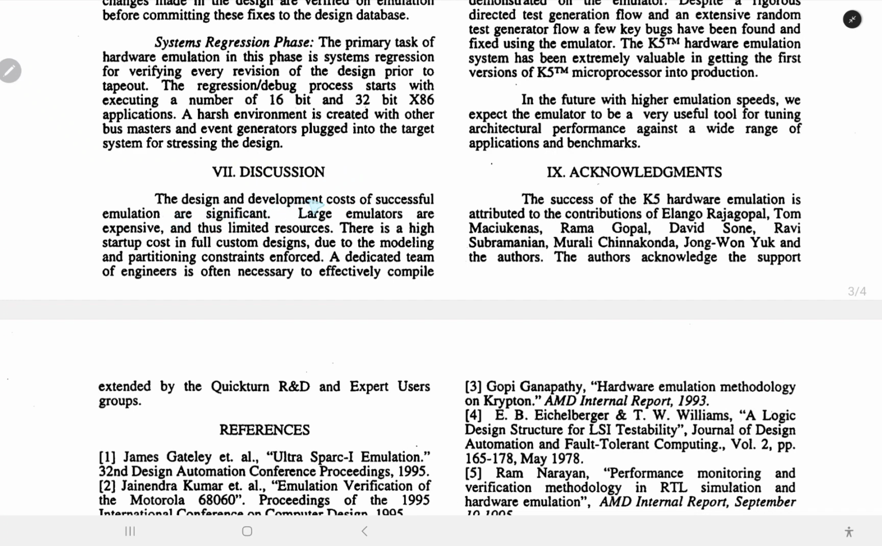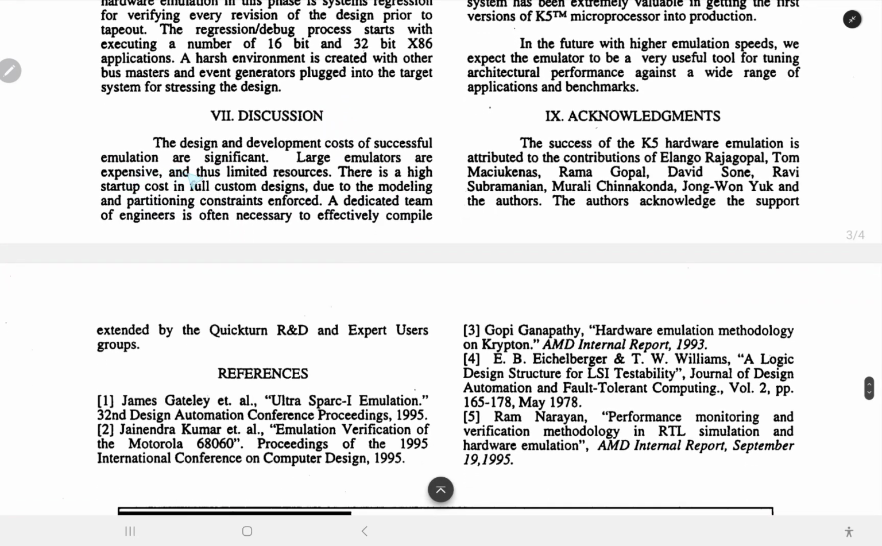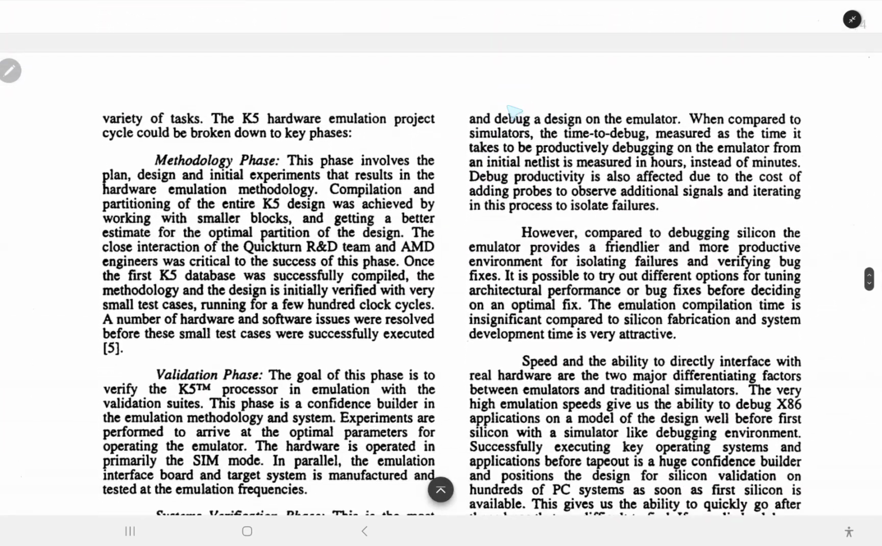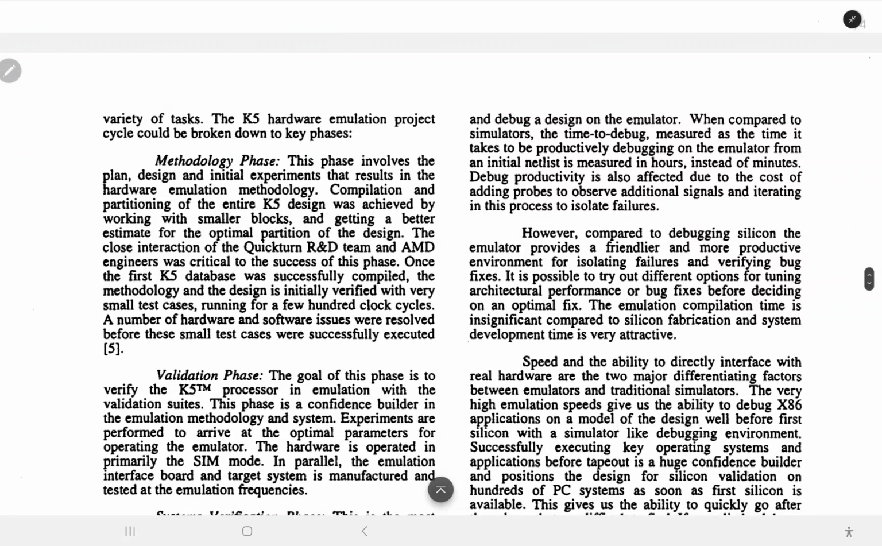7. Discussion. The design and development cost of successful emulation is significant. Large emulators are expensive and thus limited resources. There is a high startup cost in full custom design due to the modeling and partitioning constraints enforced. A dedicated team of engineers is often necessary to effectively compile and debug the design on the emulator.